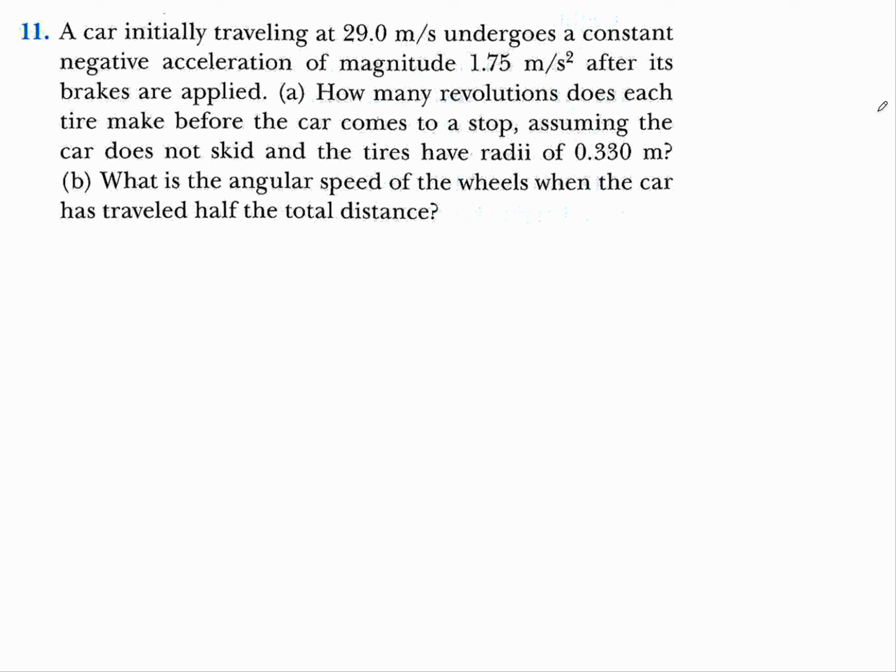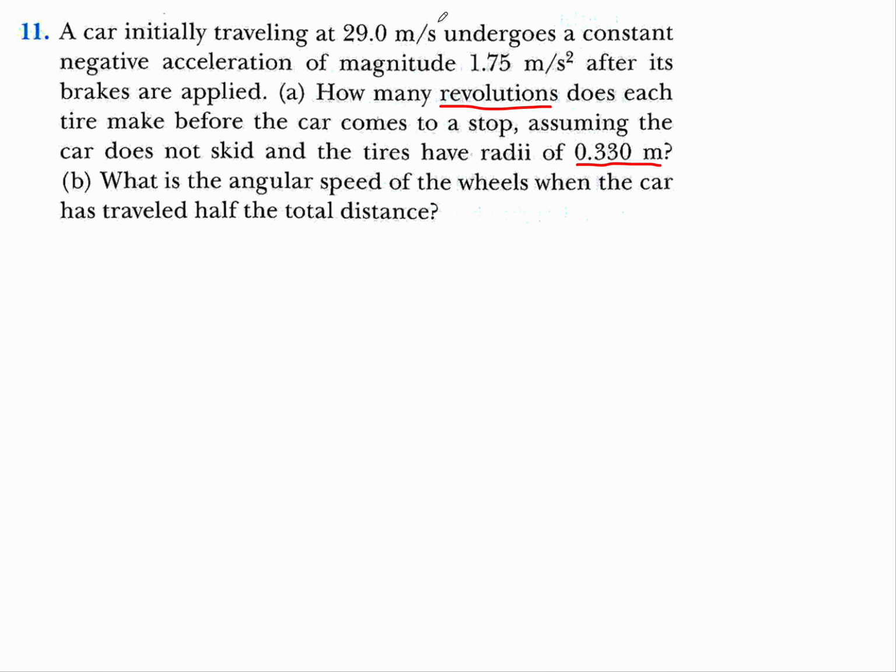In number 11, we have a car initially traveling at 29 meters per second, and it's undergoing a constant negative acceleration of magnitude 1.75 meters per second squared after its brakes are applied. How many revolutions does each tire make before the tire comes to a stop, assuming that the car does not skid and the tires have this radius? Well, we're trying to find revolutions here, so we're dealing with angular motion.